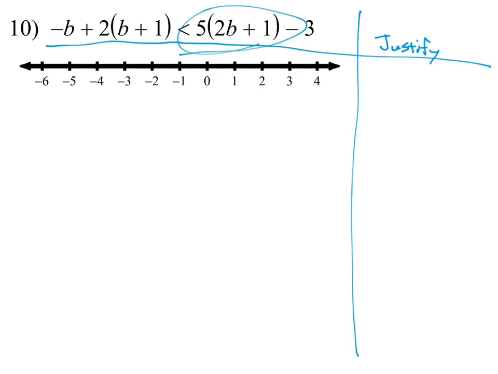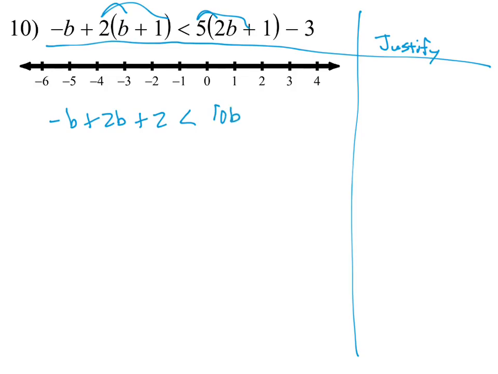If you've got parentheses, something in front, you're going to distribute. So distribute, and then distribute this 5 through. And I'm going to write down what I get. I get negative b plus 2b plus 2, and then less than 10b plus 5 minus 3. And that's just distribution. So put that on there, distribution.